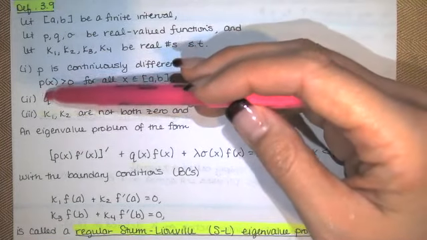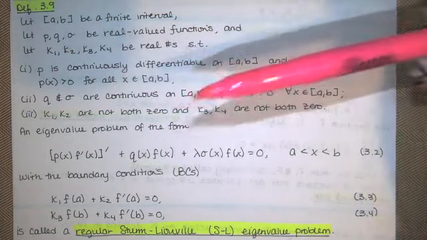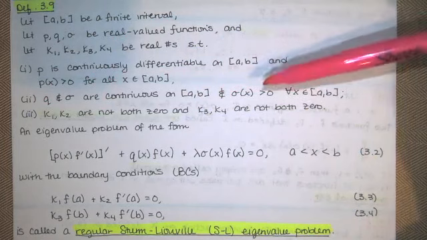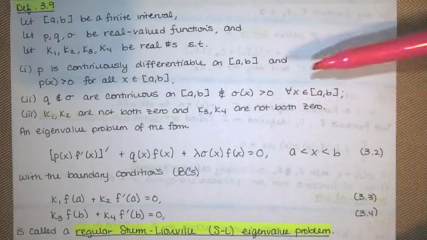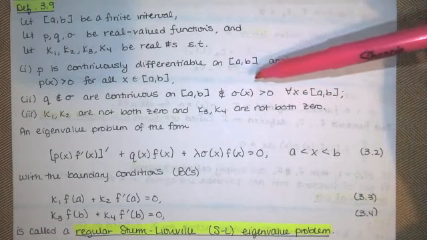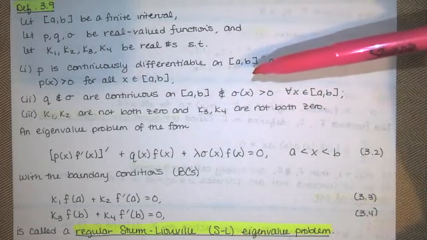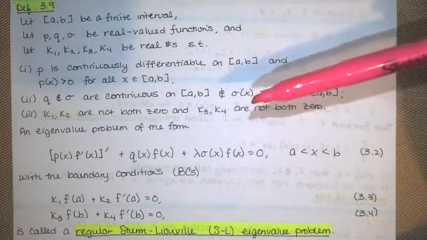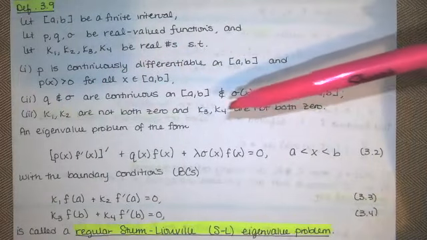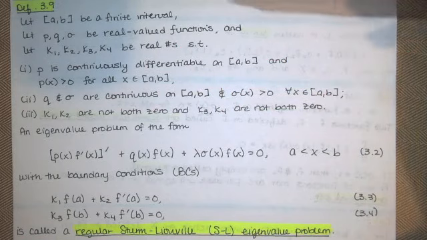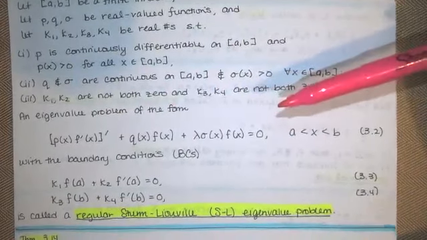The two functions, Q and sigma, they just have to be continuous. Their derivatives don't have to be continuous, but the functions themselves have to be continuous on the interval from A to B. And sigma is greater than 0 for all x in the interval from A to B. So that is, again, acting as the weight when we talk about orthogonality of the eigenfunctions, the non-zero solutions of the differential equation. Next condition says that kappa 1 and kappa 2 are not both 0, and kappa 3 and kappa 4 are not both 0. Okay, so provided all of that's true, here's a particular form of eigenvalue problem.